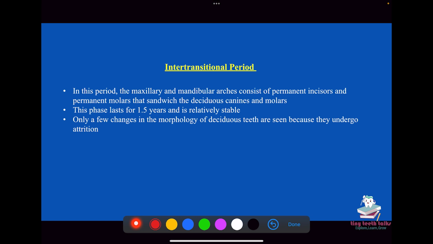Coming to the intertransitional period, in this period the maxillary and mandibular arch consist of permanent incisors and permanent molars that sandwich the deciduous canines and molars. This phase lasts for 1.5 years and is relatively stable, with no more changes. Only a few changes in the morphology of the deciduous teeth are seen because they undergo adhesion.